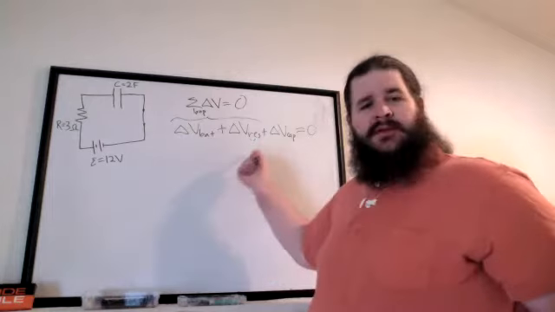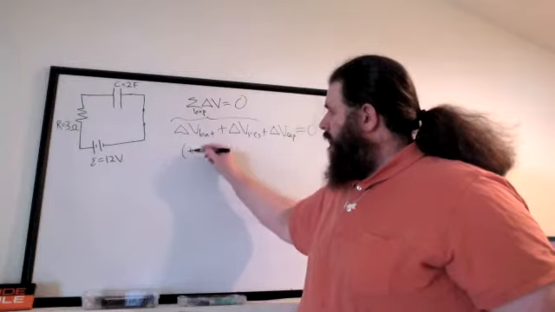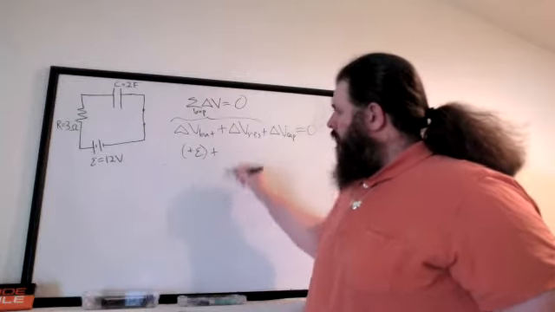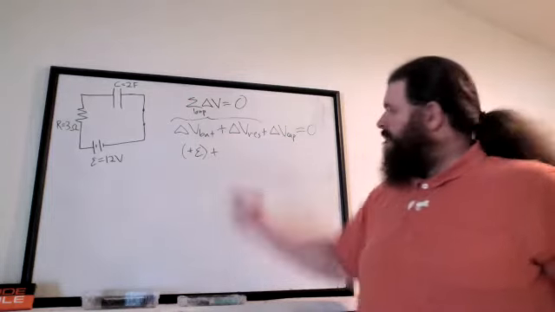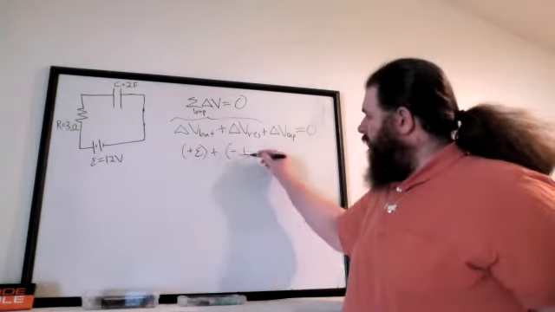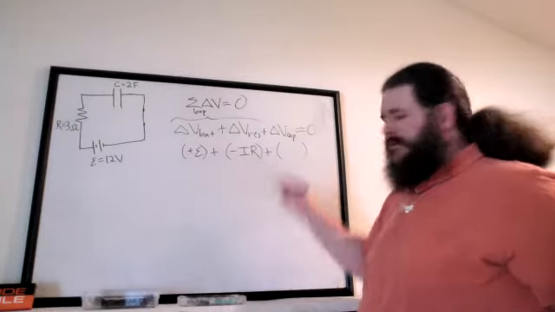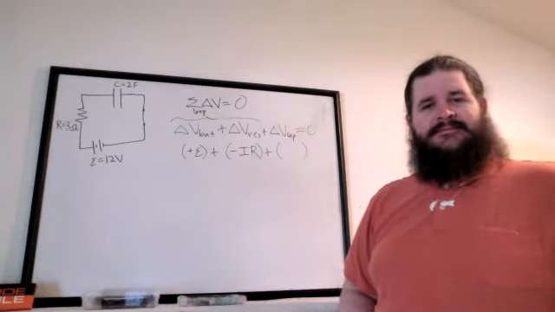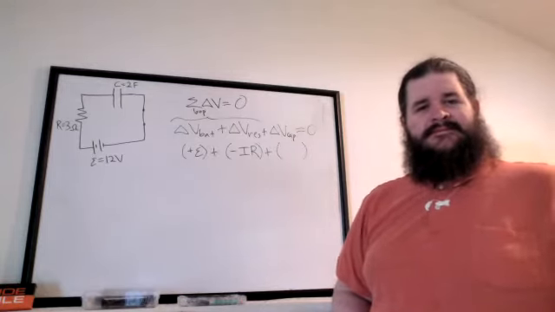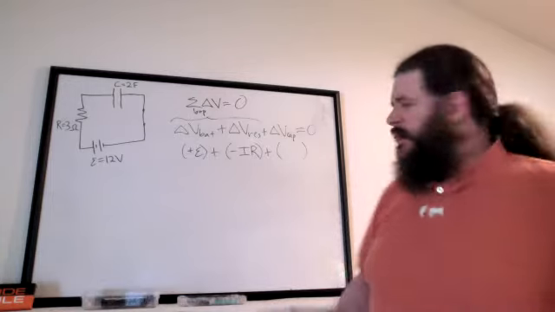And then we could fill in formulas for each of those. Battery is just going to be a constant plus epsilon. What's the usual delta V for a resistor? Minus IR. Yeah, we got a negative IR from Ohm's law. And what about for a capacitor? What is it? Q over C, right? Yeah, Q over C.